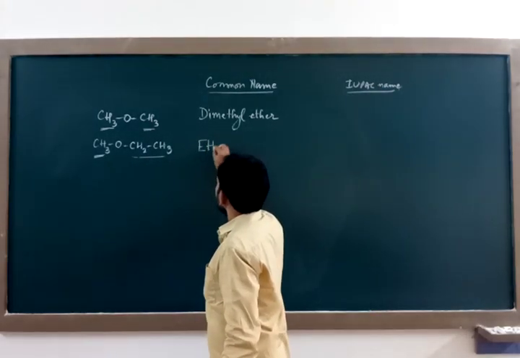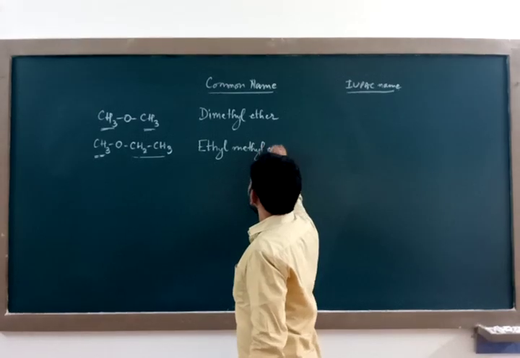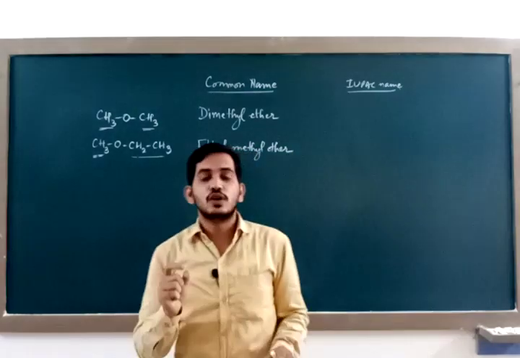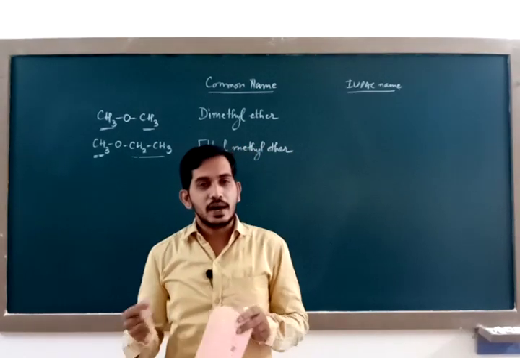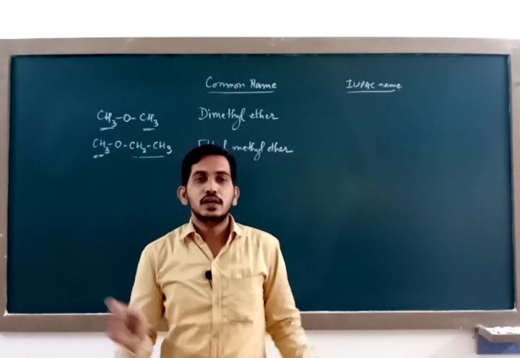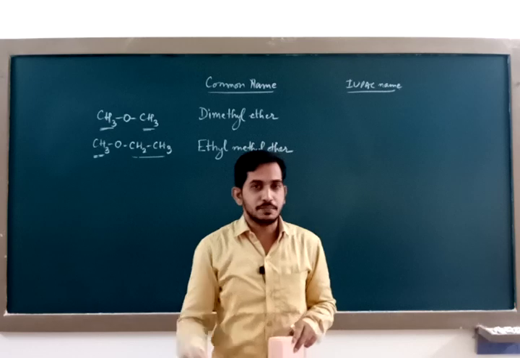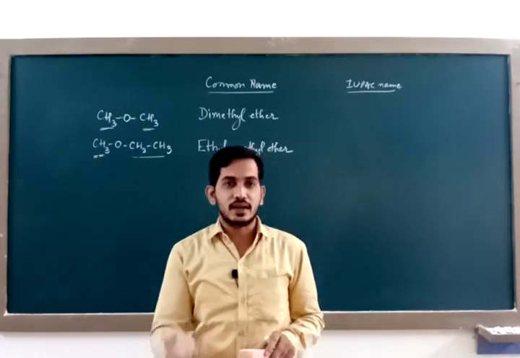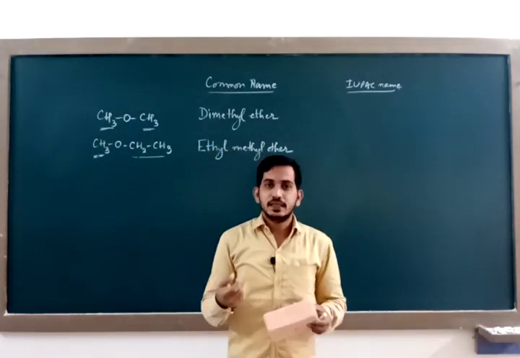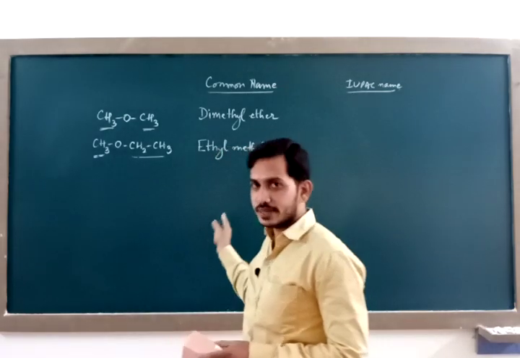So ethyl, then comes methyl, then the last final name is ether. Ethyl methyl ether. This is in the common naming system. In the common naming system, the names of ethers are derived from the names of alkyl groups which are attached to the oxygen. If the alkyl groups attached to the oxygen atom are the same, then their names are not repeated. Instead, prefixes like di, tri, tetra, etc. are used. If the names of alkyl groups are different, then whichever alkyl group comes first in alphabetical order, that should be written first.